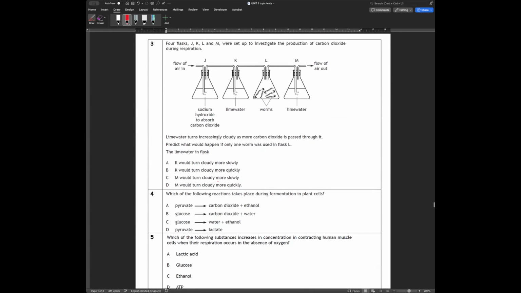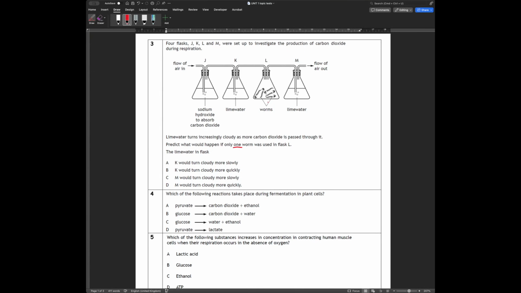Okay, question 3. There were 4 flasks, J, K, L, and M, set up to investigate the production of carbon dioxide during respiration. Lime water turns increasingly cloudy as more carbon dioxide passes through it. Predict what would happen if only one worm was used in flask L. The lime water in the flask would.